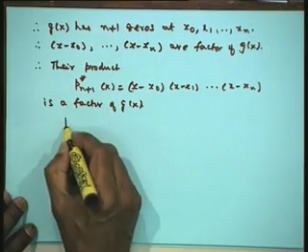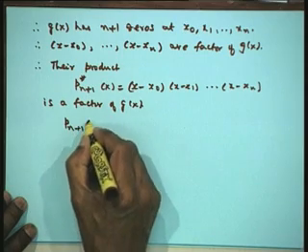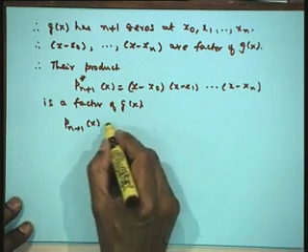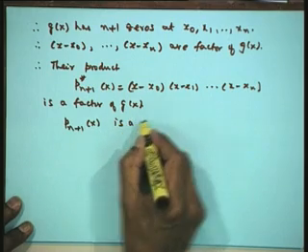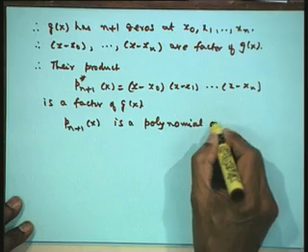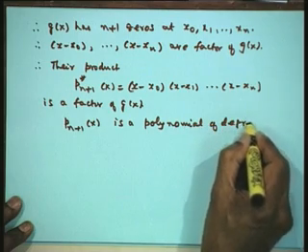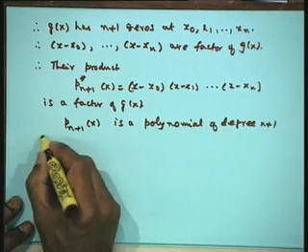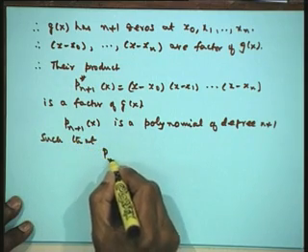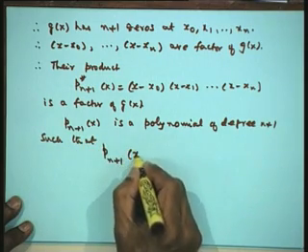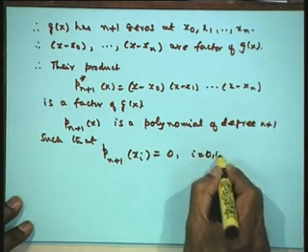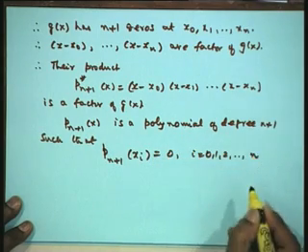I will now choose a polynomial of degree n+1 such that P_{n+1}(xi) is equal to 0, for i equal to 0, 1, 2, and so on up to n.